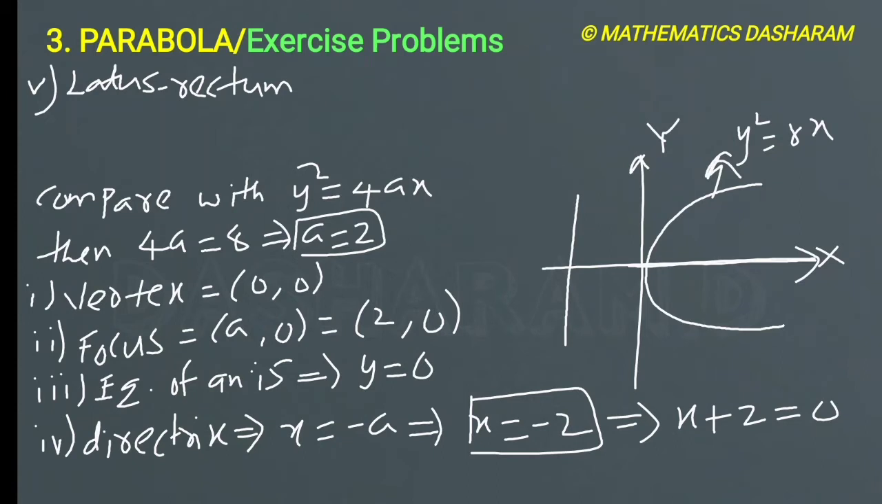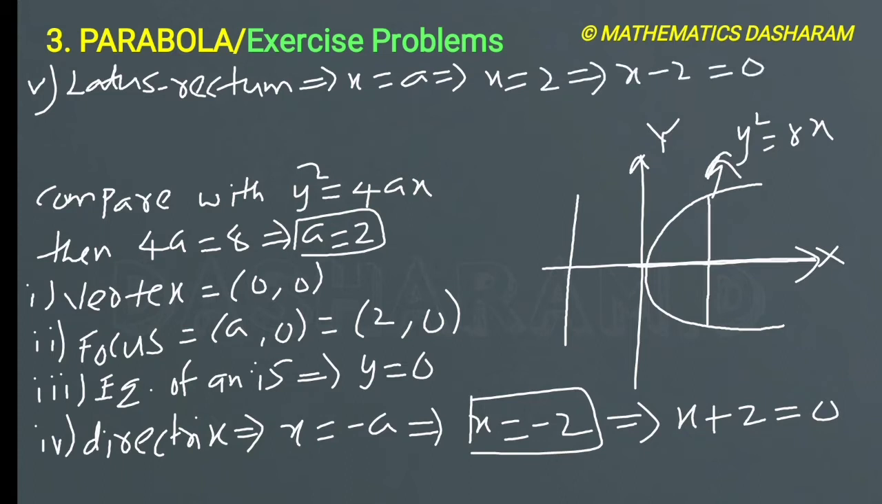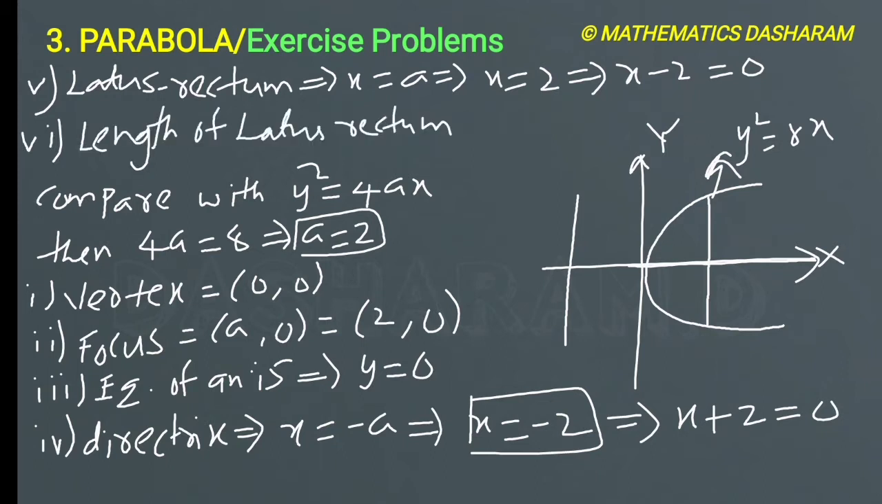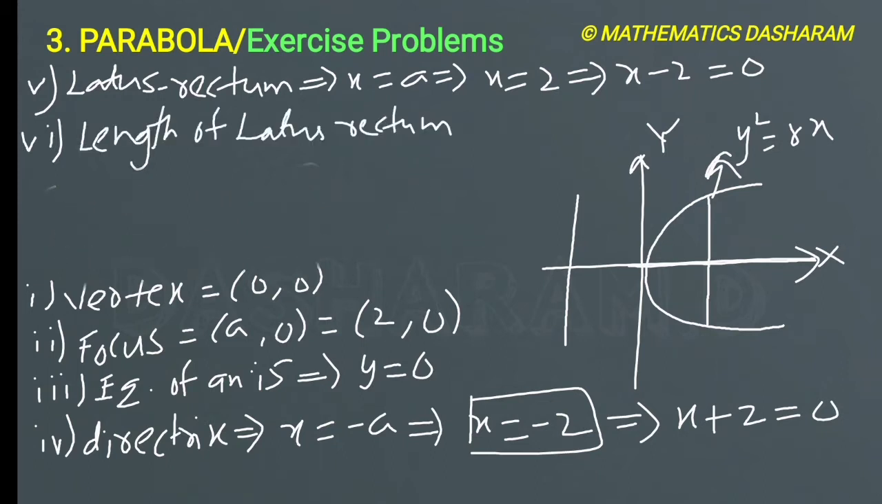Next, equation of latus rectum. It is a chord which passes through the focus, the fixed point. It is called the latus rectum. So its formula is x equals a. So a value 2, x equals 2, and its simplification is x minus 2 equals 0. Next, last one is length of latus rectum. So its formula is 4a. So 4 into a value 2, 4 twos are 8.